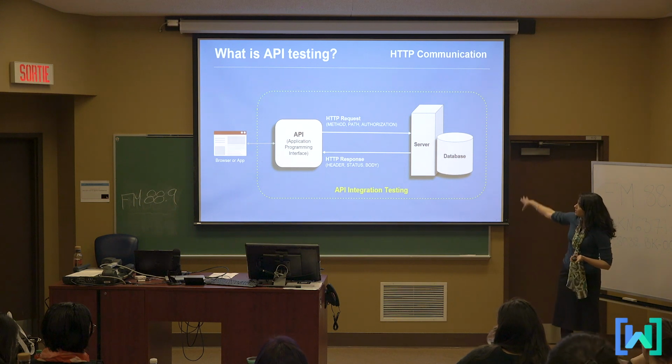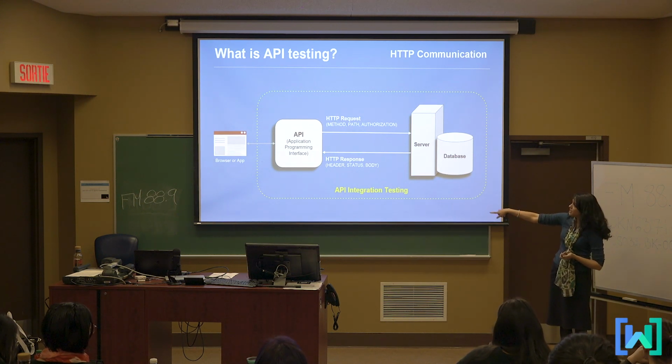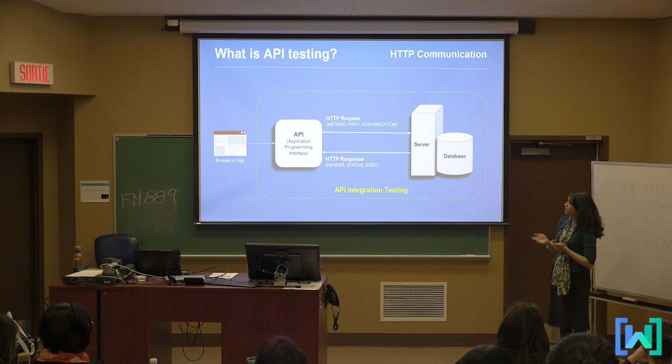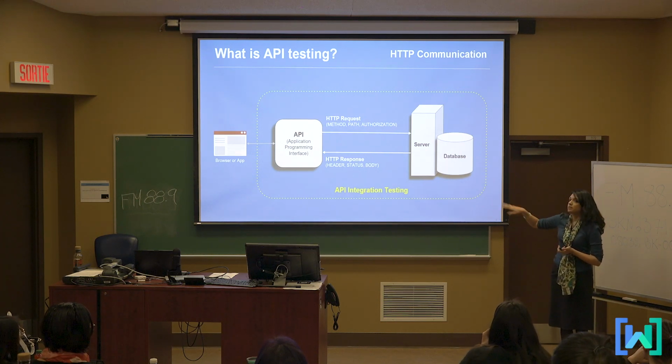And so my yellow dotted line shows what is considered API integration testing. So it's that back and forth communication between our server and our database. And then outside this dotted line is a browser and application. You can integrate your API into a browser or into an application, but this testing needs to be done much before that process. So we want to test the API as early as possible to discover bugs early in the software development process.